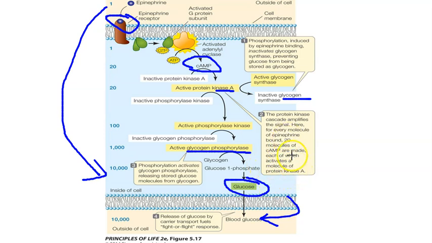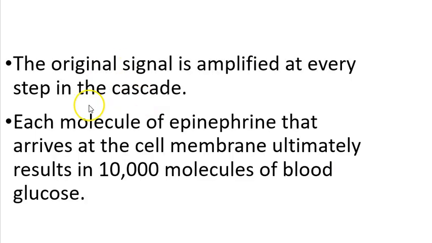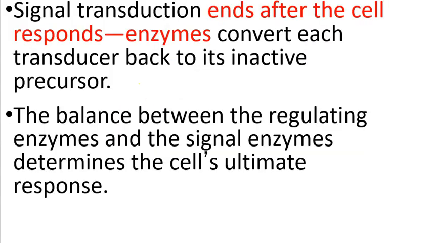So 20 molecules of cAMP are made. Let's read right here. The protein kinase cascade amplifies the signal. Here, for every molecule of epinephrine bound, 20 molecules of cAMP are made, each of which activates a molecule of protein kinase A, okay? And then that leads to 100 activated phosphorylase kinases. That activates 1,000 and then 10,000. So this is called amplification. So the original signal is amplified at every step, every single step, okay?